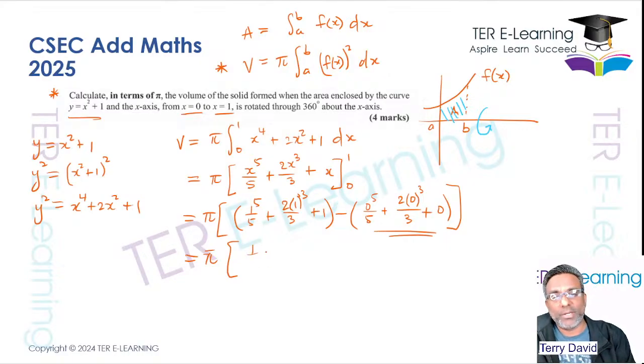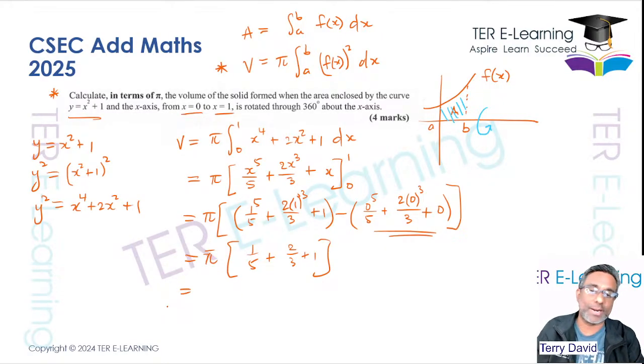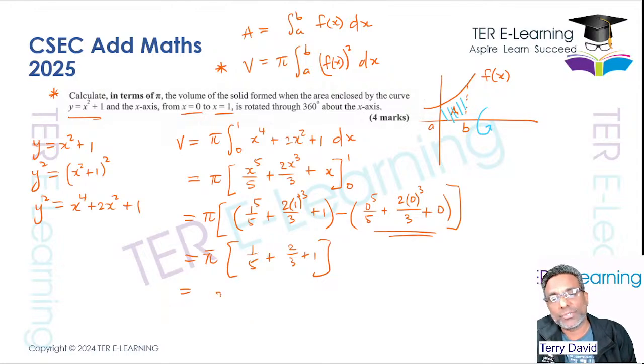So this is going to be 1/5 plus 2/3 plus 1. In this case we're just going to use our calculator: 1/5 plus 2/3 plus 1, and you're going to get 28 over 15. So this here is going to be 28 pi over 15. And since it's volume, it's going to be units cubed.